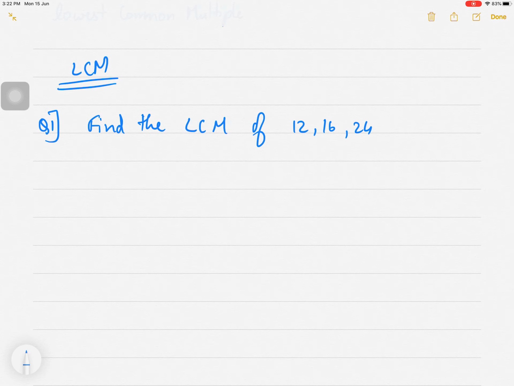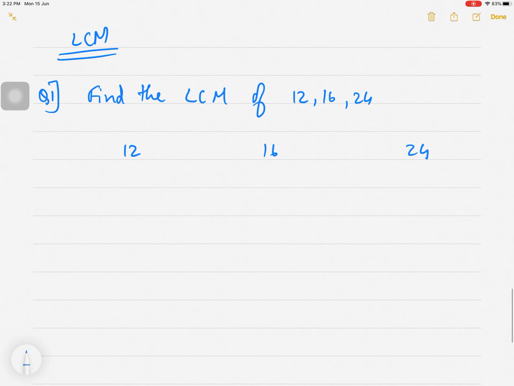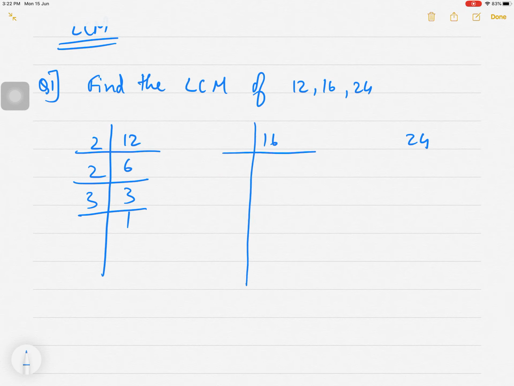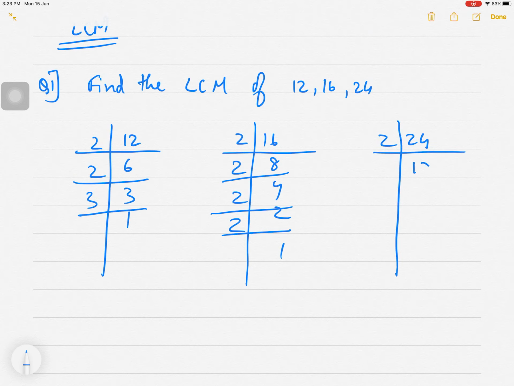Okay, so you have to find prime factors of these numbers. So 12, 16 and 24. Let's find the prime factors of these numbers. 2 6s are 12, 2 3s are 6, 3 1s are 3. So these are the prime factors. And for 16 it would be 2 8s are 16, 2 4s are 8, 2 2s are 4, 2 1s are 2. For 24, 2 12s are 24, 2 6s are 12, 2 3s are 6, 3 1s are 3.